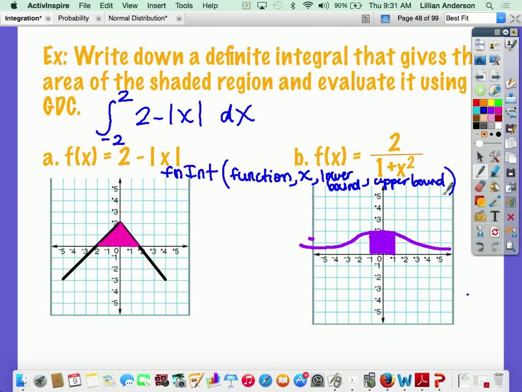So your calculator should look like FNINT, 2 minus the absolute value of x. How do you put the absolute value of x? I'll show you in just a second. Go ahead and finish writing this out. Then you put your x. Everyone knows where x is located, right? Cool. What's my lower bound here? And my upper bound? There you go. That's what your calculator should look like.